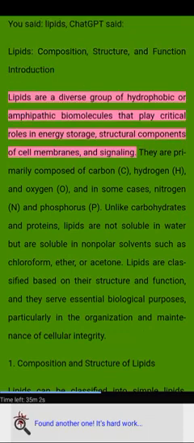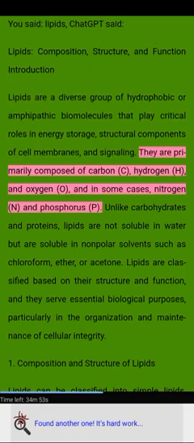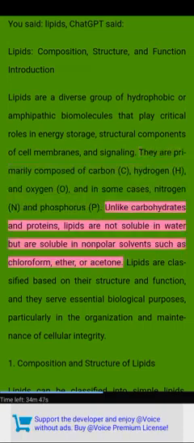Introduction. Lipids are a diverse group of hydrophobic or amphipathic biomolecules that play critical roles in energy storage, structural components of cell membranes, and signaling. They are primarily composed of carbon C, hydrogen H, and oxygen O, and in some cases, nitrogen N and phosphorus P. Unlike carbohydrates and proteins, lipids are not soluble in water but are soluble in nonpolar solvents such as chloroform, ether, or acetone.